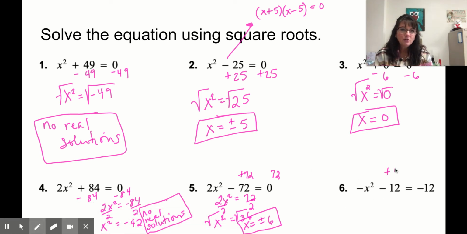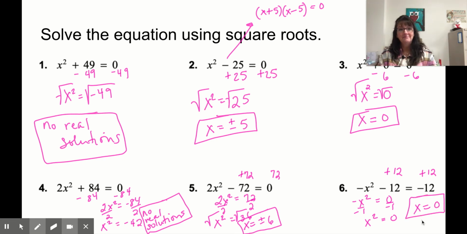So we'll add 12 to both sides. So we have negative x squared is equal to 0. Then we have to divide by negative 1. So x squared is equal to 0. Therefore, x is equal to 0. One real solution. All right? Pretty much concludes lesson 1.2.